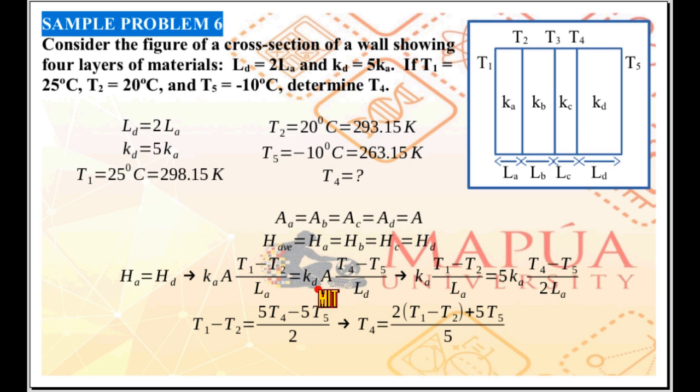We can cancel out cross-section area A. Kd is 5Ka, so replace Kd by 5Ka. LD is 2LA, so replace LD by 2LA, which means we can cancel out Ka and we can cancel out LA, leaving us with T1 minus T2 is equal to 5T4 minus 5T5 over 2.